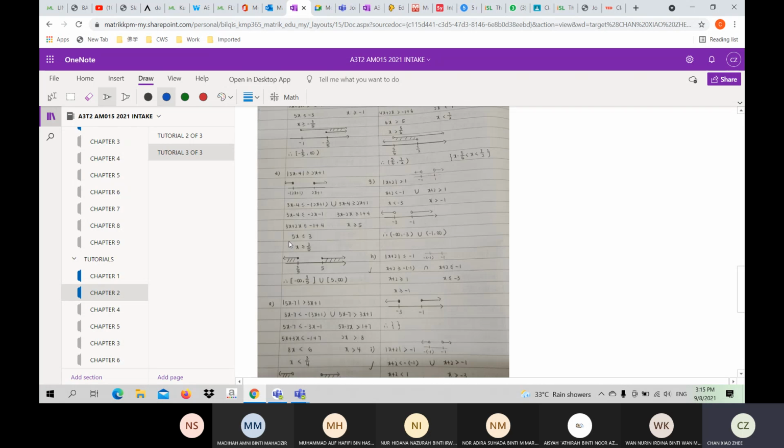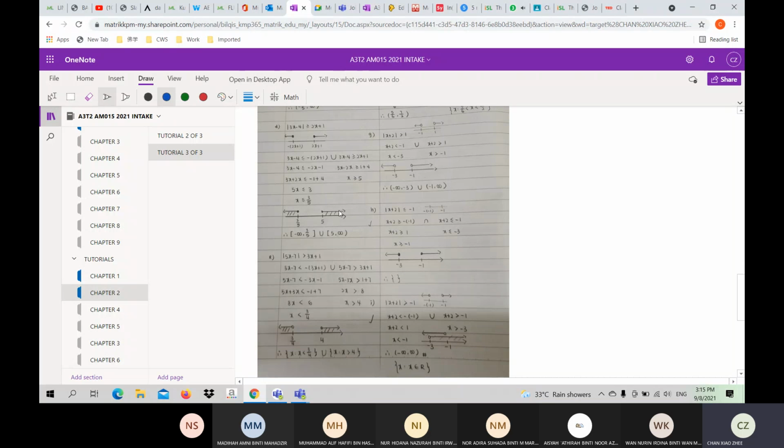Selepas kamu dapat cari value x ini smaller than or equals to 3/5 or greater than or equals to 5, kamu lukis satu number line. Dan arrow ini 5 ini move to right hand side because dia greater than or equals to 5. Then ini smaller than or equals to, so move to left hand side. So akan dapat cari jawapan ini.